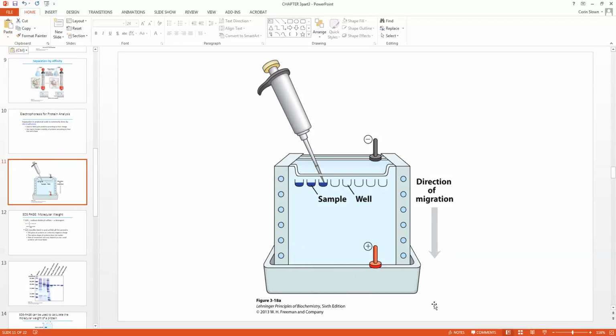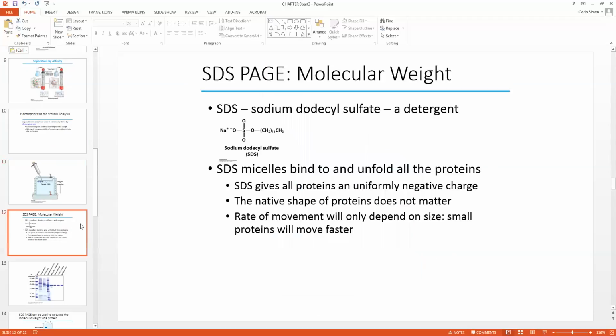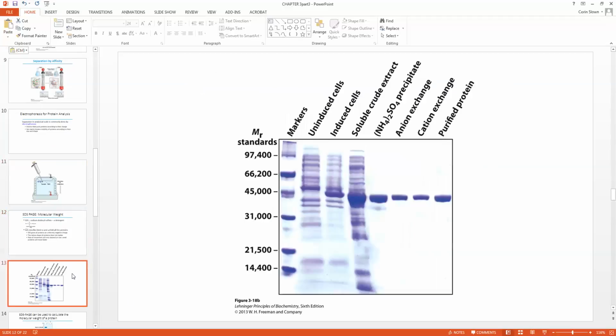This is the direction of migration. We actually load our samples, and then we can use a detergent, SDS, which is sodium dodecyl sulfate, and that's going to cause our proteins to unfold, and that gives them a uniform negative charge, so the native shape of the protein doesn't matter. And so that means the rate of movement is only going to depend on size, so our smaller proteins are going to move faster.